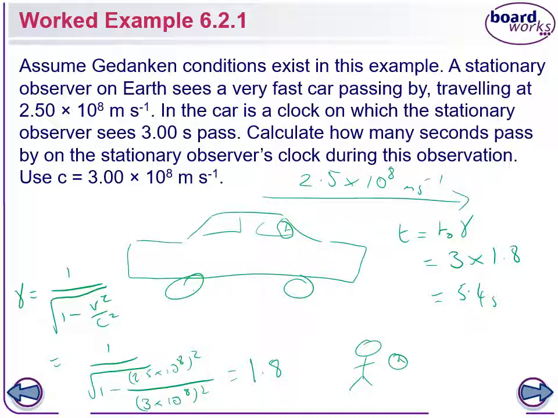Okay? Remember, if you're good with putting the Lorentz factor into your calculator, and I strongly recommend you practice that. If you didn't get 1.8 here, let me know why and I'll come and help you. But the hardest part about this is identifying which is t and which is t naught. T naught is the time taken for the event in the same frame of reference as the event.